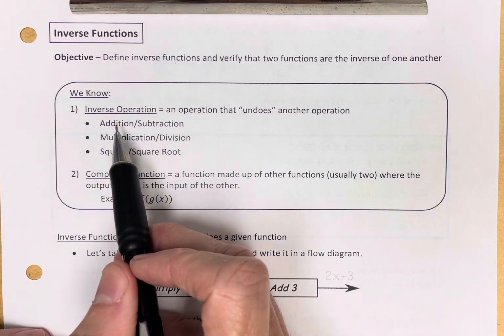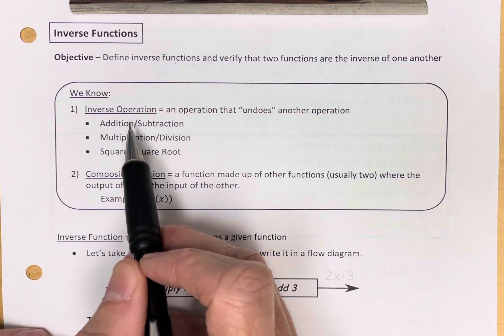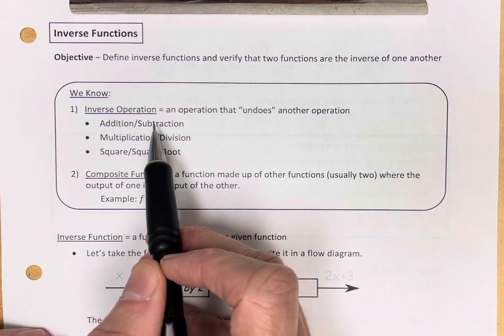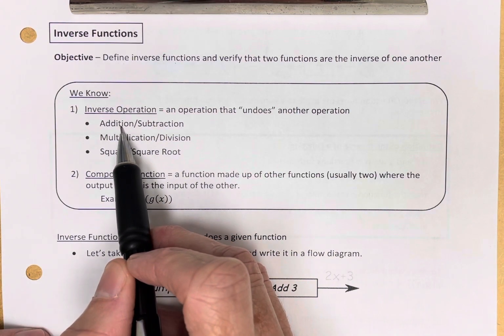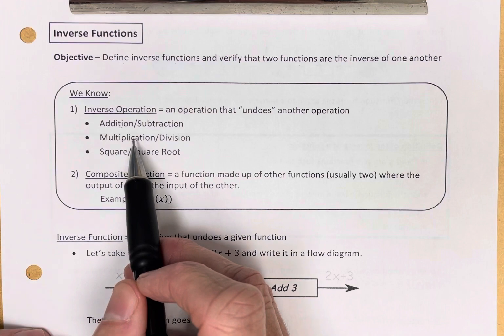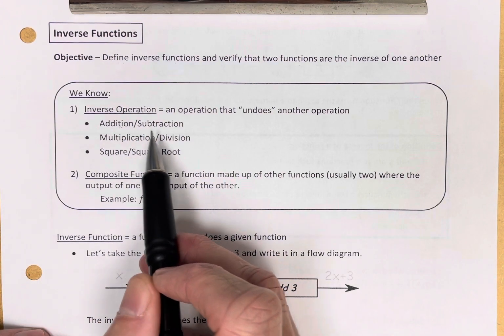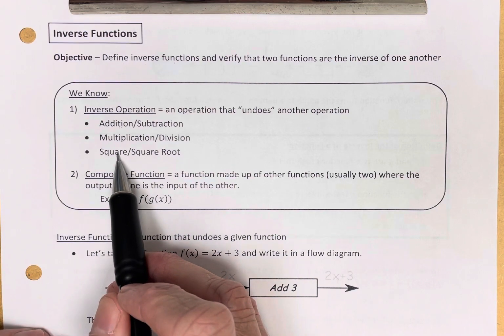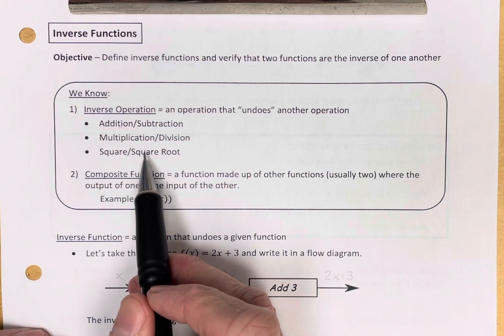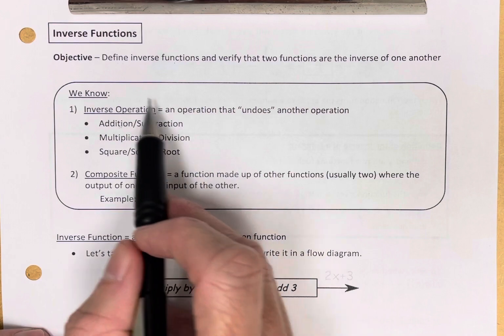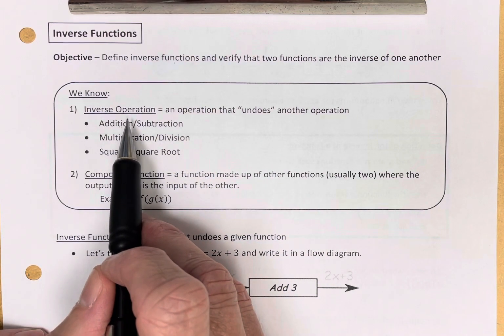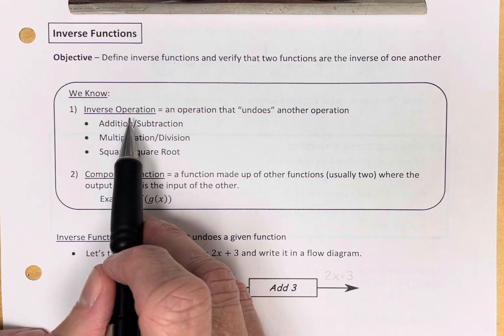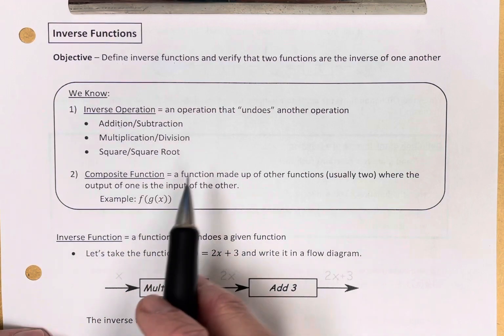So for example, addition undoes subtraction, subtraction undoes addition. The same goes for multiplication and division. They undo one another. And the same goes for squares and square roots. They undo one another. So we've worked with inverse operations, so inverse functions are going to have the same idea.